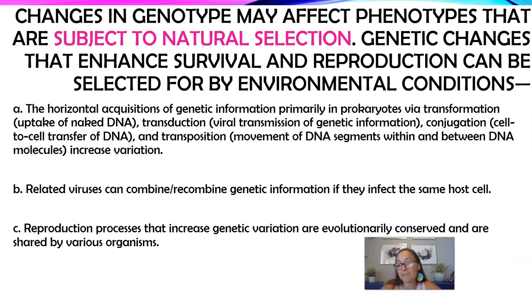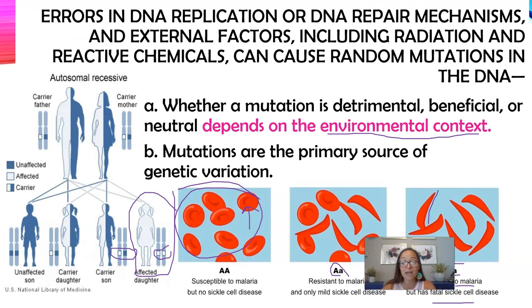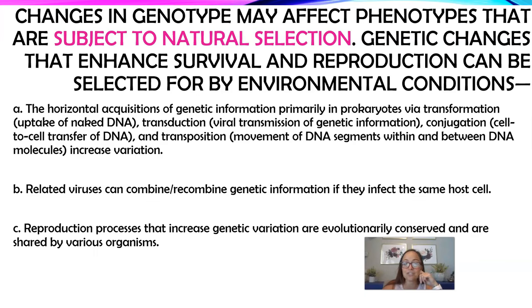Changes in genotype may affect phenotype that are subject to natural selection. So as I talked here, this heterozygote would be favored by natural selection depending on the environment if there's high amounts of malaria. And I talked about albino earlier, that would actually be low fitness. Not having pigment puts you at high risk for skin cancer. But if you're an animal, you also aren't camouflaged. If you're a predator, it's hard to sneak up on your prey. If you're an albino prey, it's hard to hide from your predators. So that could also be subject to natural selection.